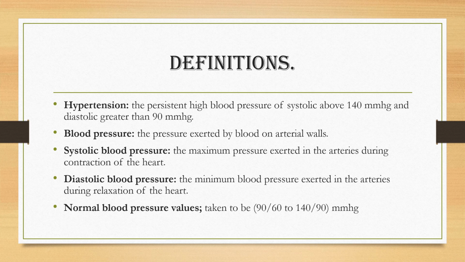And when we say systolic blood pressure, that's the maximum pressure exerted in the arteries during the contraction of the heart. The opposite is diastolic blood pressure, which is the minimum blood pressure exerted in the arteries during relaxation of the heart. So as I've said, normal blood pressure is considered to be 90 out of 60 to 140 out of 90 millimeters of mercury.